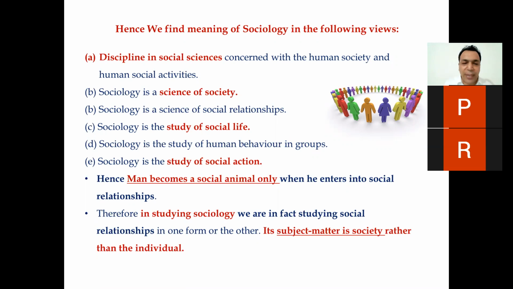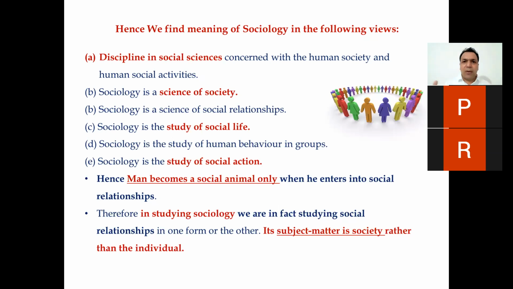Even a man becomes a social animal only when he enters into social relationship, right guys? So therefore, in studying sociology, we are in fact studying social relationship in one form or other, right? And what is the subject matter of sociology? The subject matter of sociology is society, not the individual. When we talk about the individual, then we are talking about psychology. But here, the subject matter is society. We are talking about sociology, right?